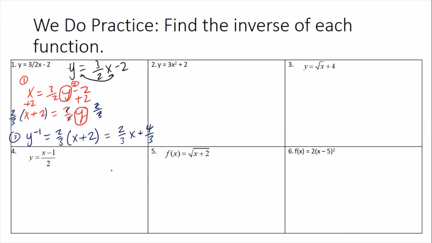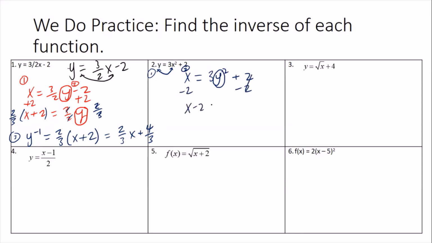Let's try number 2. So number 2, we'll start together. Remember, you're switching your x and your y. That's step 1, to switch. So when you switch, you have x equals 3y squared plus 2. Step 2 is to get y by itself. So what do we need to do to get y by itself? Subtract the 2, exactly.